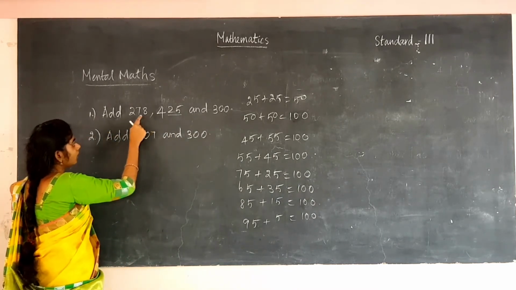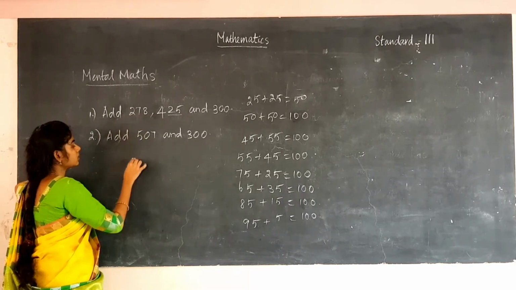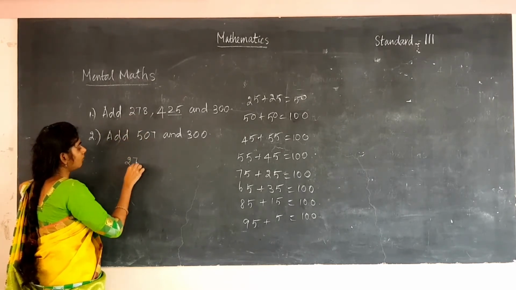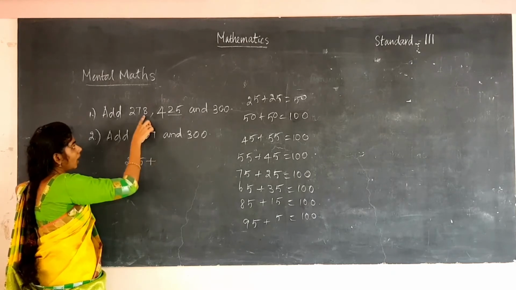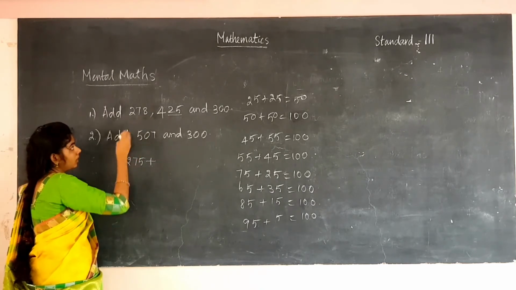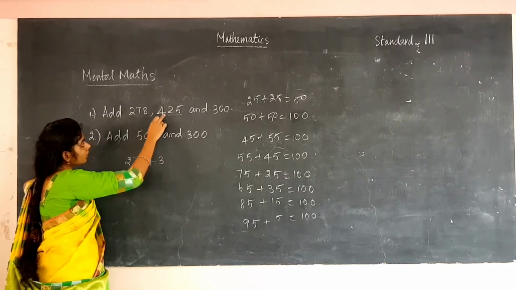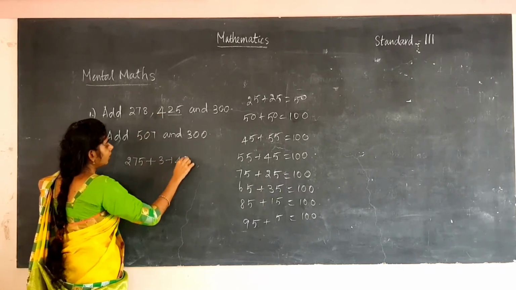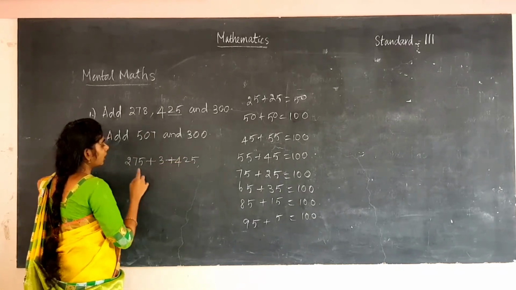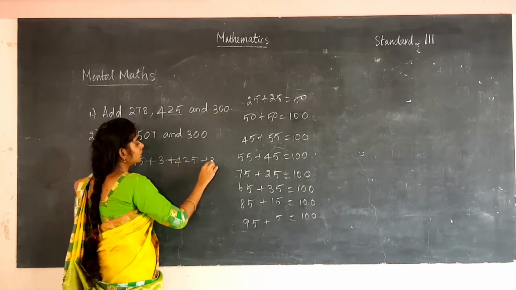So see here, the number is 278, so we can easily change that number. How can we change it? We can split it as 275 plus 3. How do we get it? I am reducing the number 3 from that number, so add that 3. Then write that number with 425. Now you can easily add those numbers, and then at last I will add the number 300.